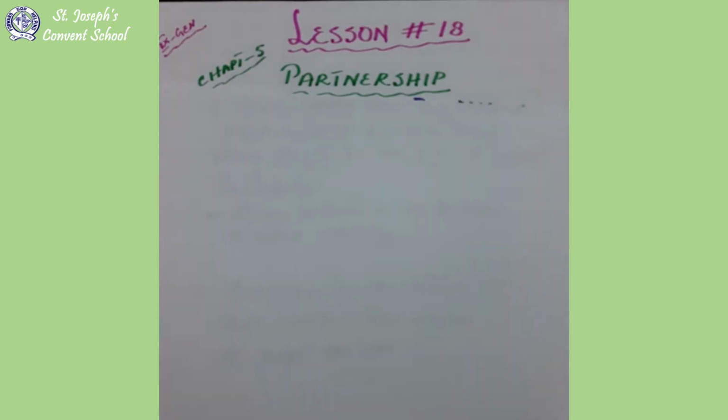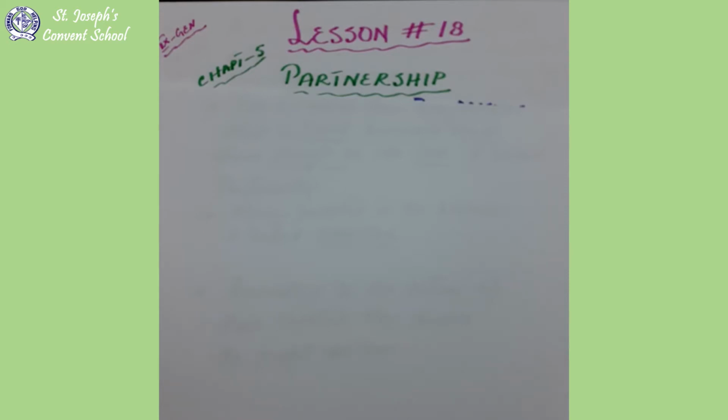We have done proportion, direct and inverse proportion. We have done ratio. We have done inheritance. And now today's topic is partnership. Same chapter number 5 we're doing. Now the topic is partnership.